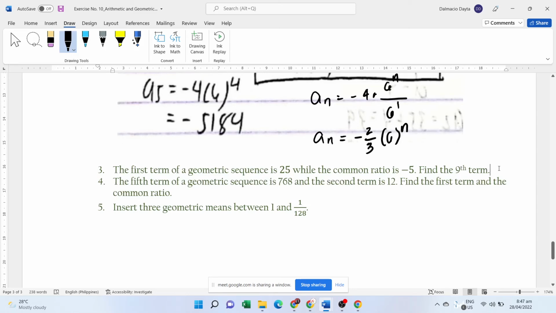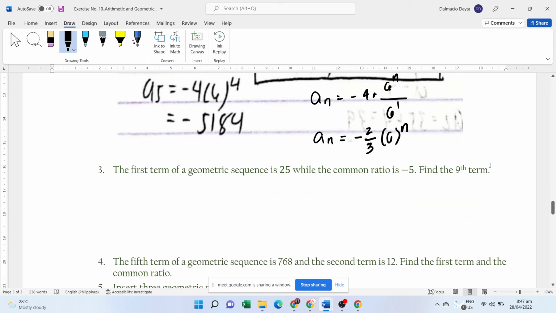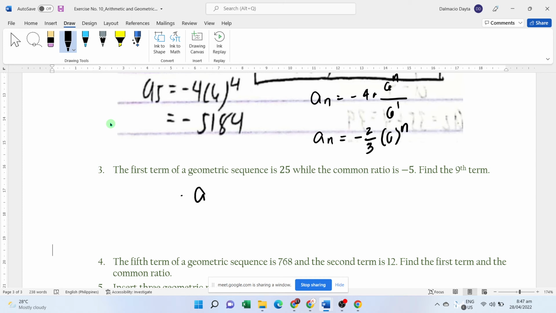Number 3, the first term of a geometric sequence is 25 while the common ratio is negative 5. Find the ninth term. So, ganun ulit. Madali lang to, kaya ako na magsasagot. So, we're looking for a sub 9 following the formula for a particular term in a geometric sequence. We have a sub 1, that is 25, times the common ratio, negative 5, raised to n minus 1, that would be 8. Okay?